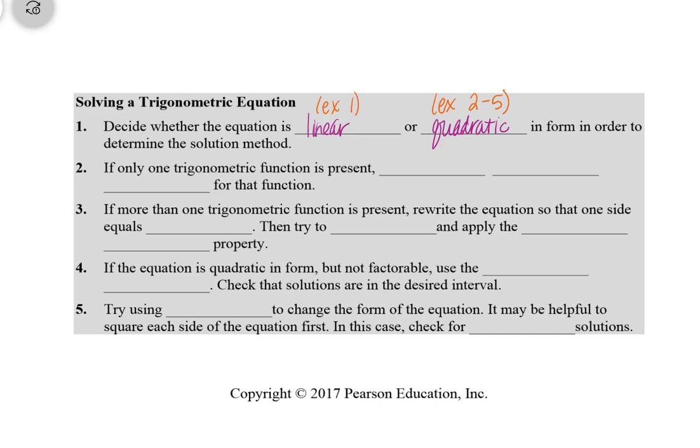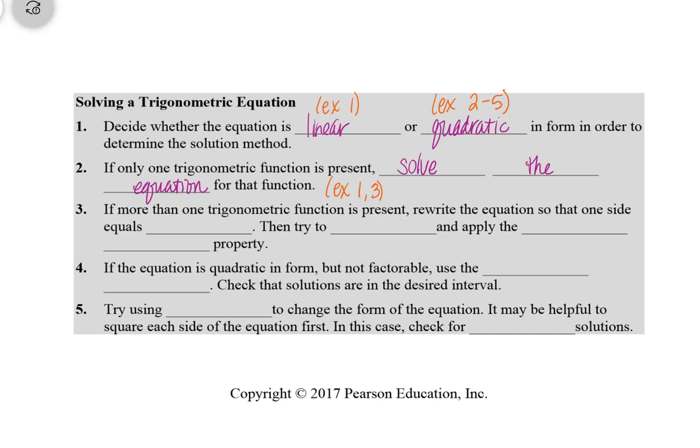Number 2, if only one trig function is present, solve the equation for that function. In example 1, there was just the trig function sine, so you were able to solve for that one. And then example 3 also just had one trig function, so you were able to get tangent by itself.